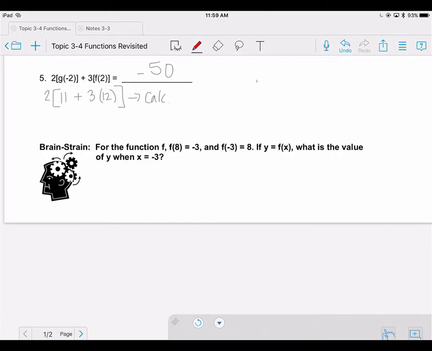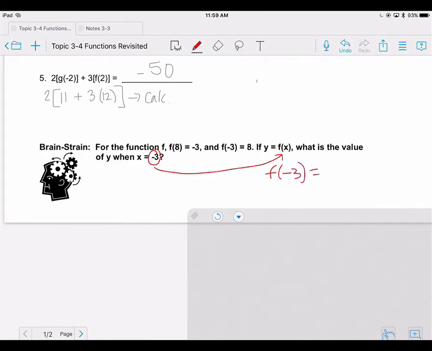This brain strain is asking us if f of 8 is negative 3 and f of negative 3 is 8, if y equals f of x, then what is the value of y when x equals negative 3? So we're going to plug negative 3 in, and then we just look at our information up here. F of negative 3 is 8. So we didn't even use that piece.